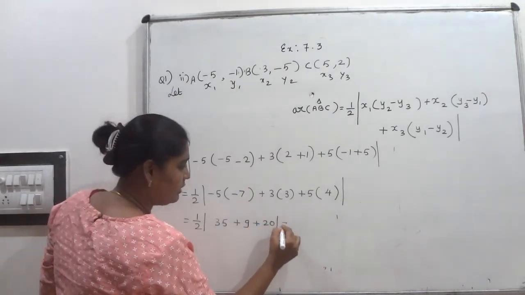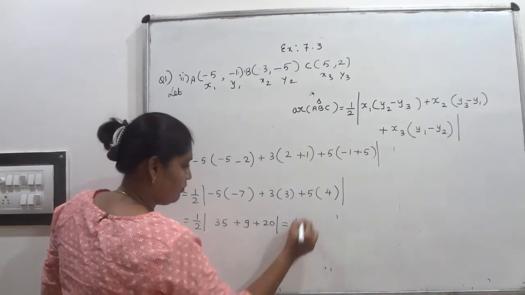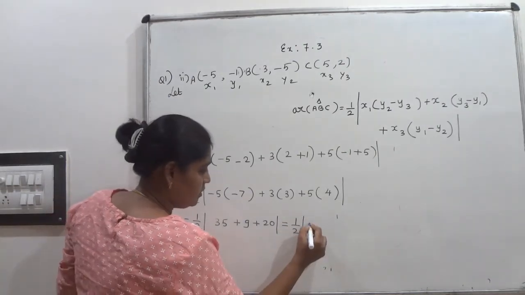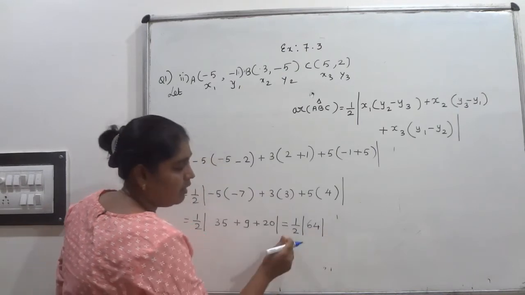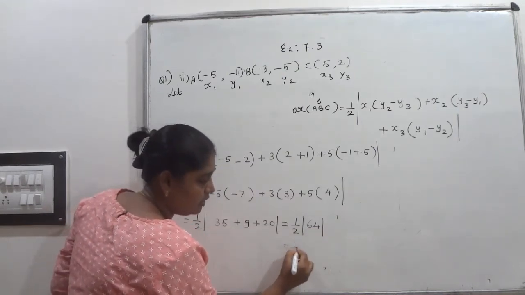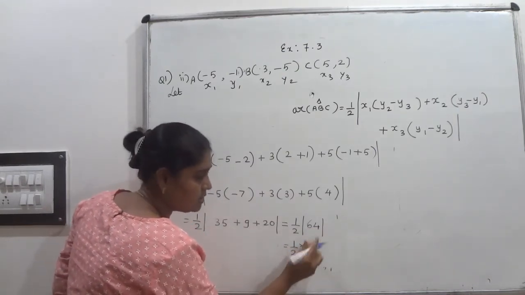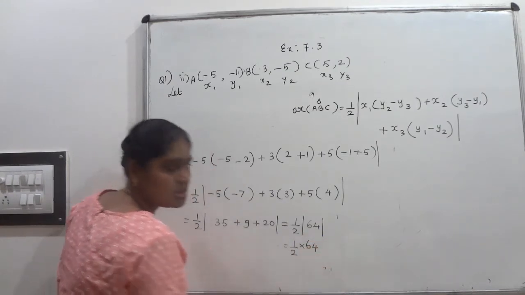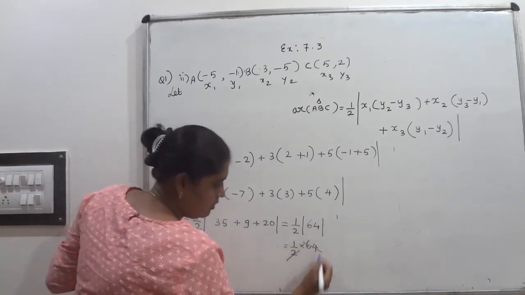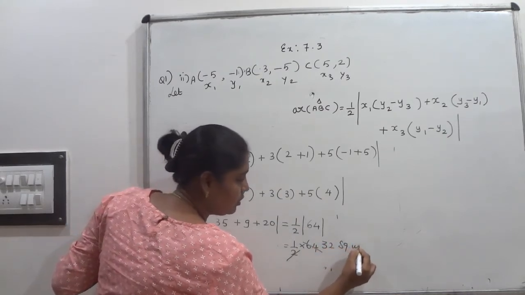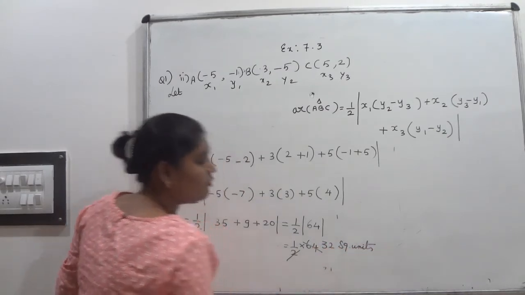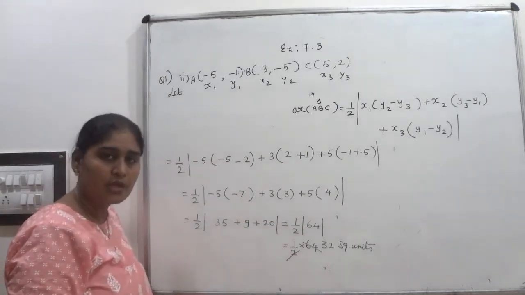So you will get half modulus 64. Half into 64. Modulus, we can remove the modulus now because it is a positive value. So plus 64. 64 upon 2 that is 32 square units. So the area of the triangle is 32 square units.